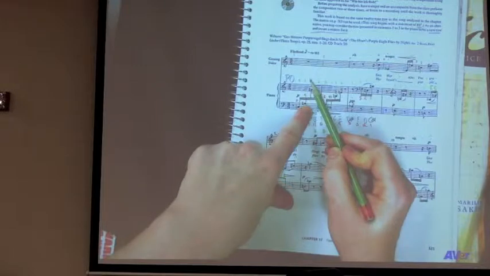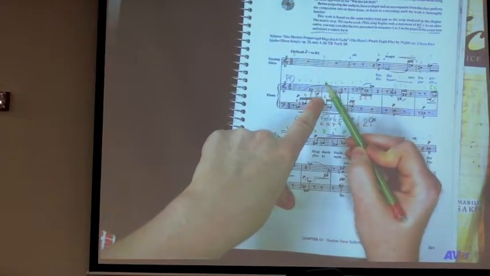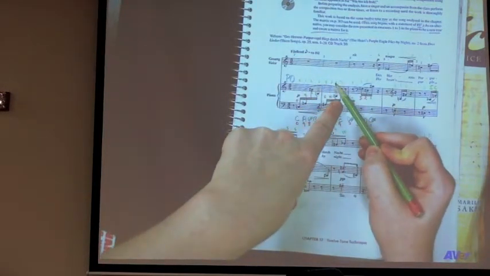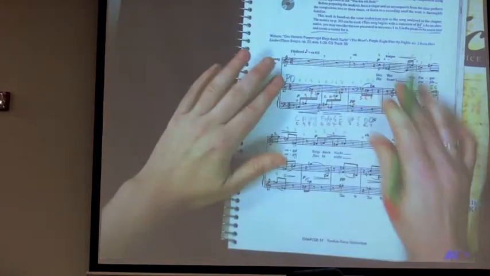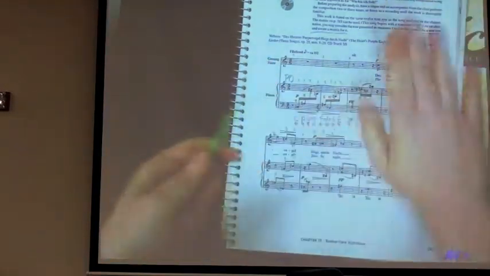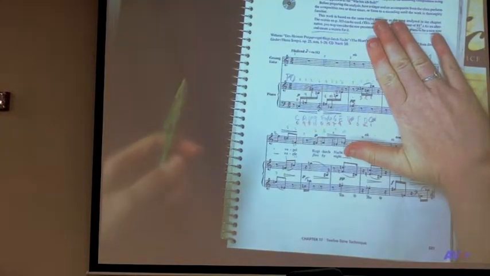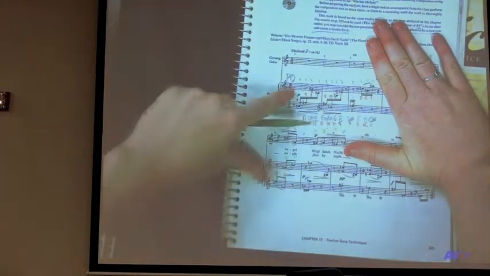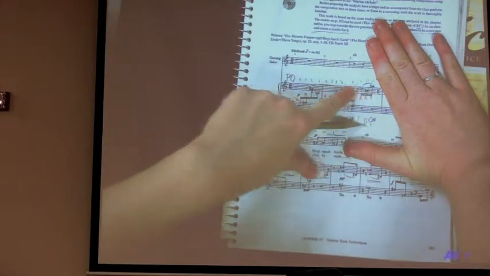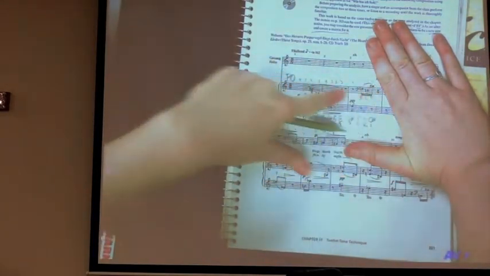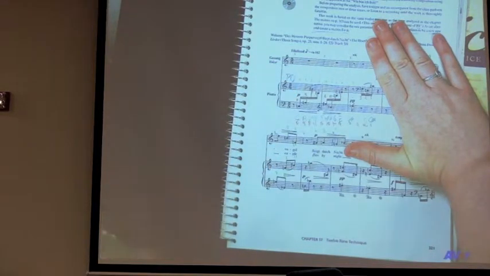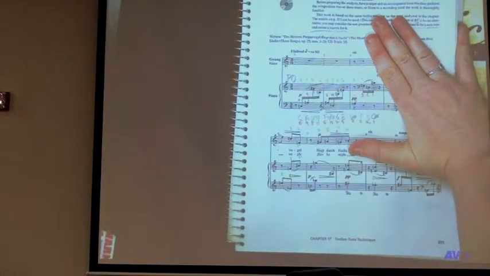0, 1, 2, 3, 4, 5, 6, 7, 8, 9, 10, 11. Okay, so here's our first 12 pitches of the piece right here. Okay? So again, this is the order. This is not what the pitch corresponds to on the piano, chromatically. It's just the literal order of the pitches.